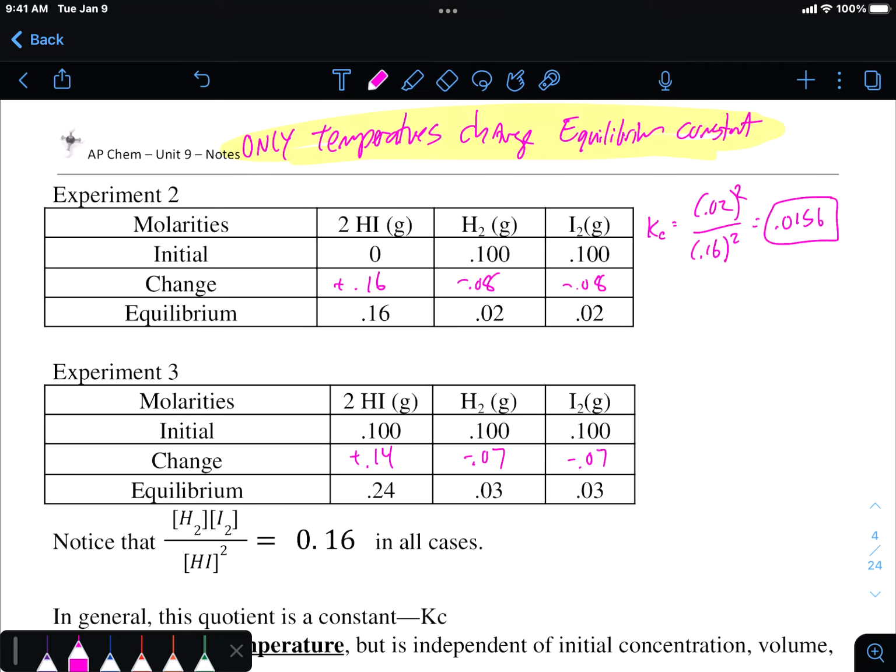I guess it doesn't really matter because we already have the equilibrium concentrations. But if we go ahead and plug this in, we're taking the products again, 0.03 squared over 0.24 quantity squared. Just to verify. Yep. Same value. All right, are you guys okay with that? Does not matter what your starting concentrations are, the equilibrium constant will be the same. Okay?